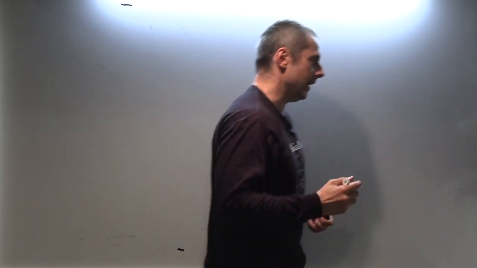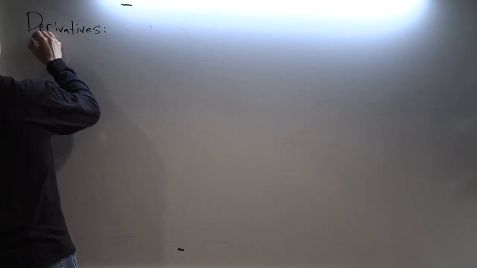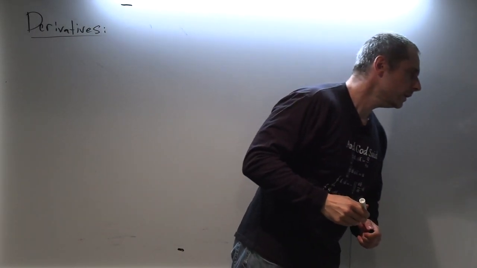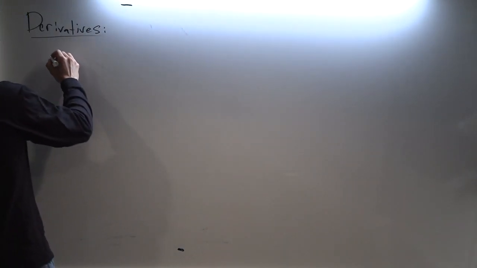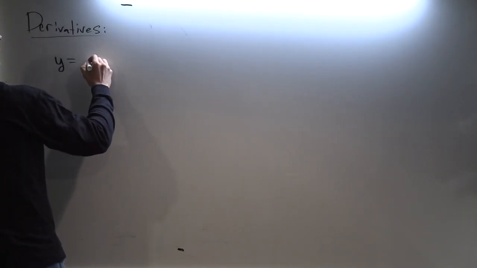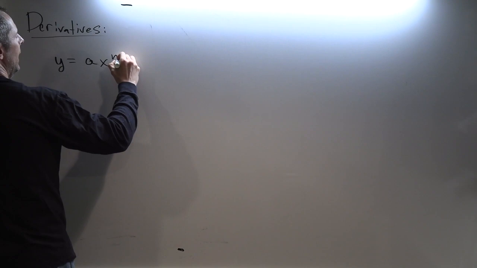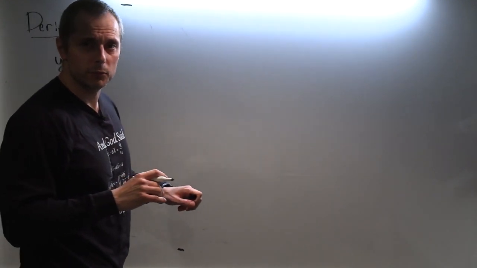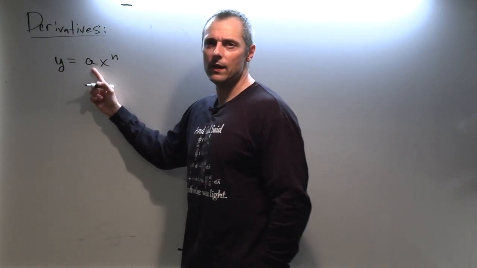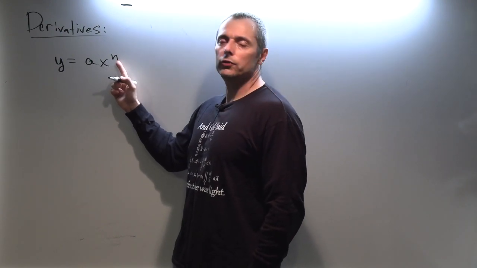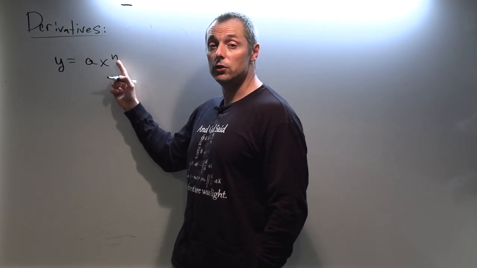I'm going to write out the basic rules for taking derivatives. Remember, a derivative is a rate of change. Okay, so the first is the simple power rule. If you have y equals a x to the n. So this is just like a constant, maybe 3 or 5. And this is also some power. Maybe it's x squared or x cubed.